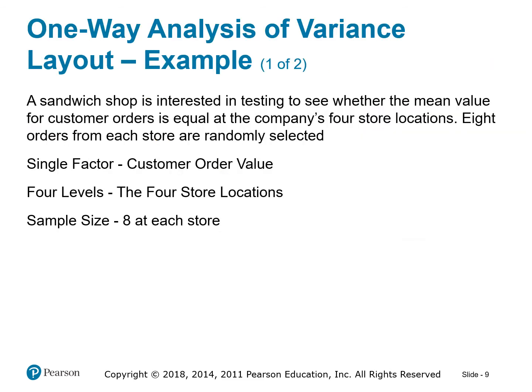Okay, so here's an example where we look at levels, factors, and sizes. So a sandwich shop is interested in testing to see whether the mean value for its customers' orders is equal in the company's 4 store locations. 8 orders from each store are randomly selected. So here, my factor is going to be, hey, what's the order value? That's the quantitative variable I'm going to be looking at. And then the 4 levels within that factor are the locations.